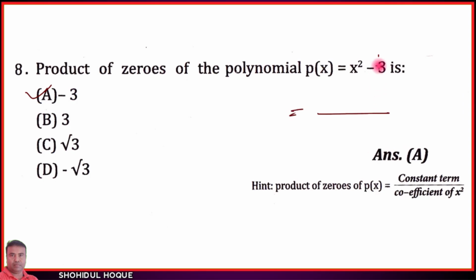First, the constant term. Without a variable, the constant number is called the constant term, that is minus 3, and divided by the coefficient of x square. Coefficient of x square, nothing means 1. So minus 3 divided by 1, the answer will be minus 3. So option A is the correct one. Alright.